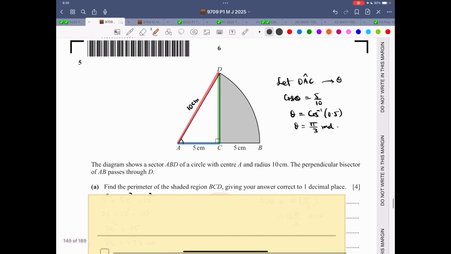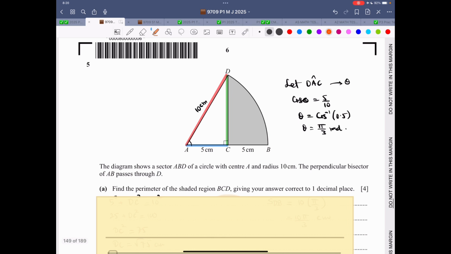Question number 5, circular measure. Now over here, what is given? The diagram shows a sector ABD of a circle with center A. That is center A, that is ABD, that is over here. If this is 10 centimeter, this whole thing is also 10 centimeter. Or actually, this is given as 10, so therefore this is also 10. The perpendicular bisector of AB passes through D.